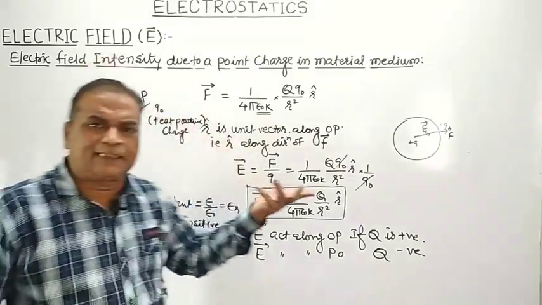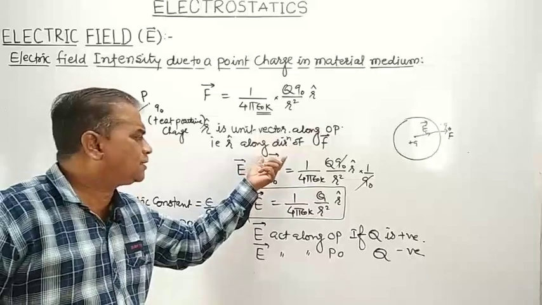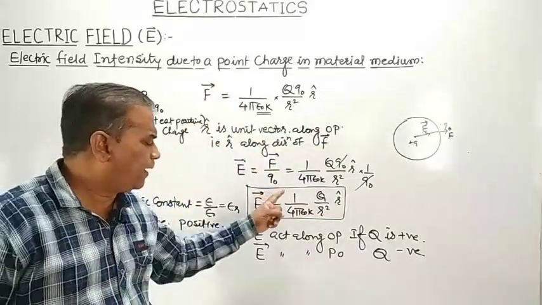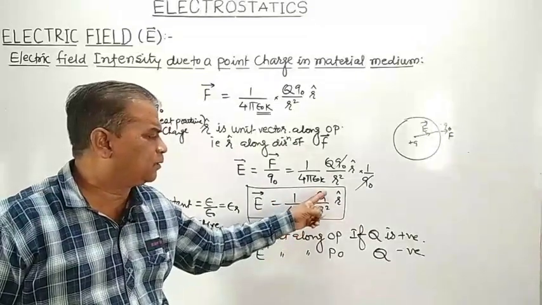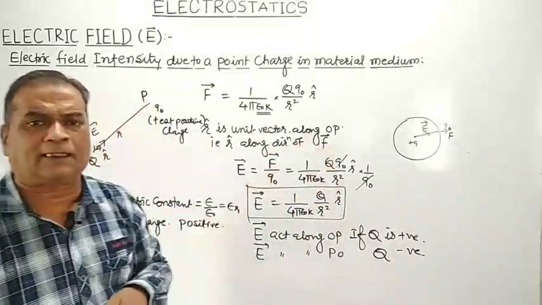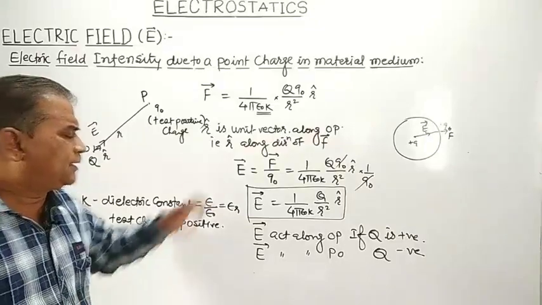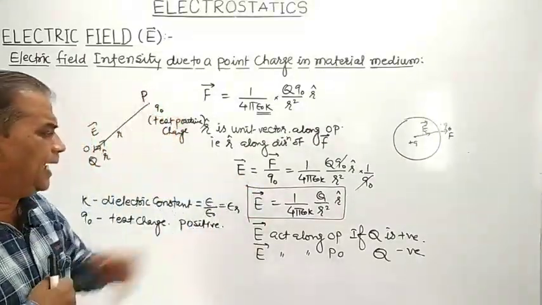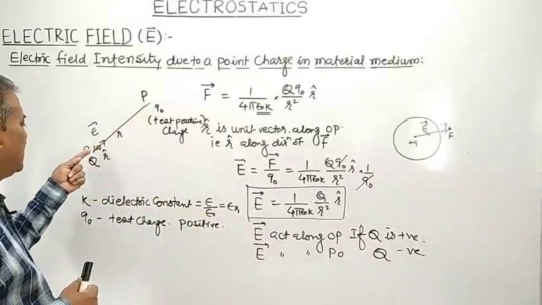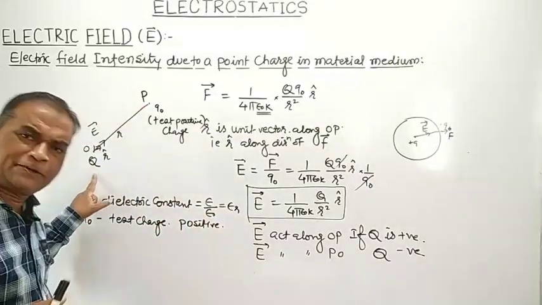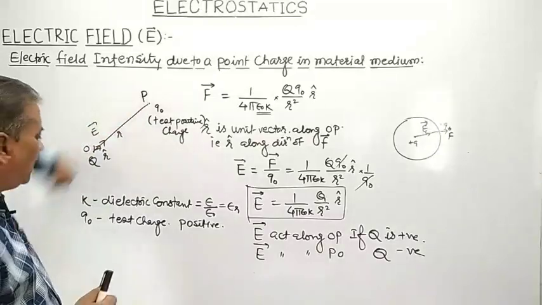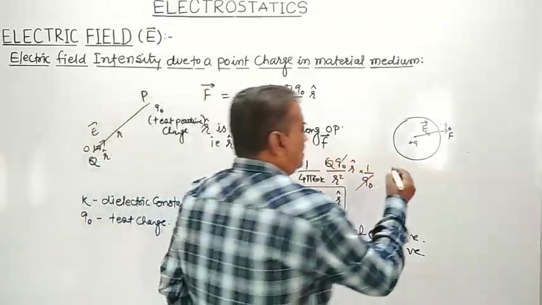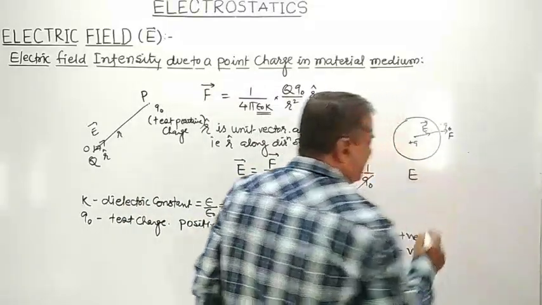Then the electric intensity, by definition, is the force experienced per unit charge. So it is found to be 1 upon 4 pi epsilon 0, K Q upon r square, into r cap. This electric intensity is a vector quantity and it will act along OP. Its direction is along OP. If the charge is positive, its direction is along PO. If this charge is negative, the direction is reversed.